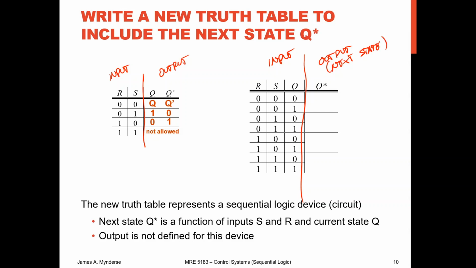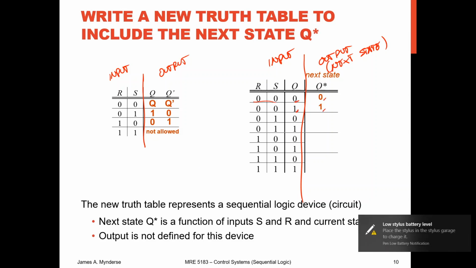So if this were the next state logic, it would be the output of that one block. In this case, we now have 3 inputs: R, S, and the current state, and we're going to use all that to calculate the next state. So if we've got all of them being 0, then we know that if R and S are 0, we're going to hold the previous value. If the previous value is 0, we get a 0. If the previous value is a 1, we get a 1.